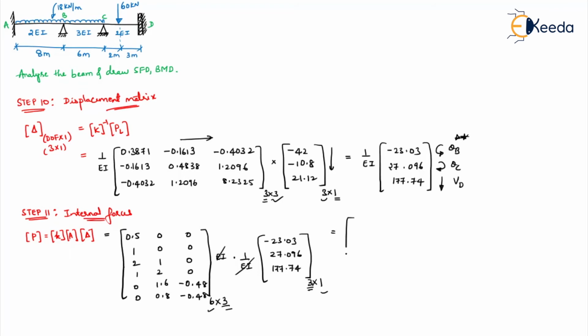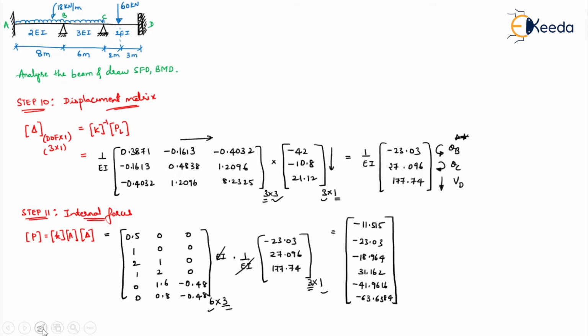Okay. So what will be the final internal forces values? Minus 11.515, minus 23.06, minus 18.964, 31.162, minus 41.9616, minus 63.6384. This is your internal forces.